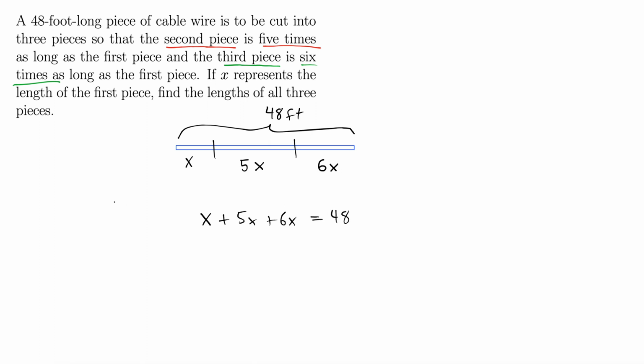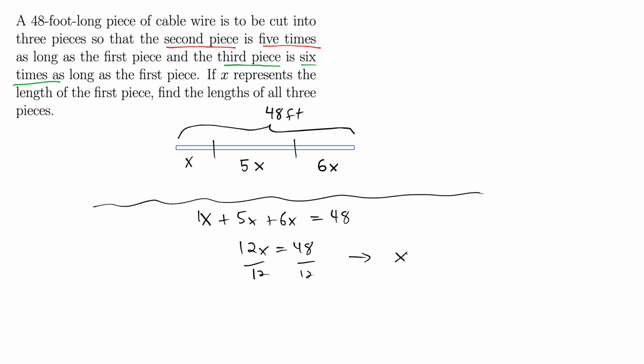And now we can forget about everything before this, right? Forget about everything above that wavy line, because now we have the mathematical equation, and we just switch into pure math mode here. So this is 1x plus 5x plus 6x, so that's 12x equals 48. Divide both sides by 12, and we get x equals 4.